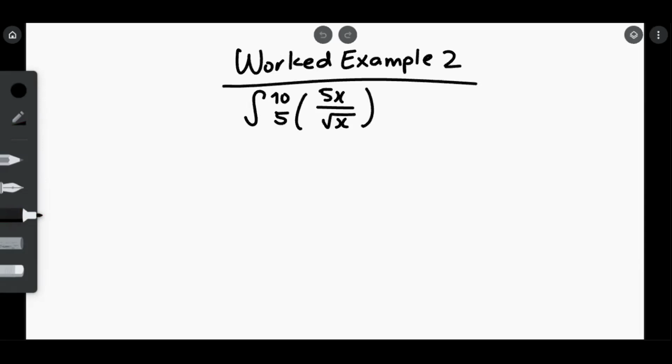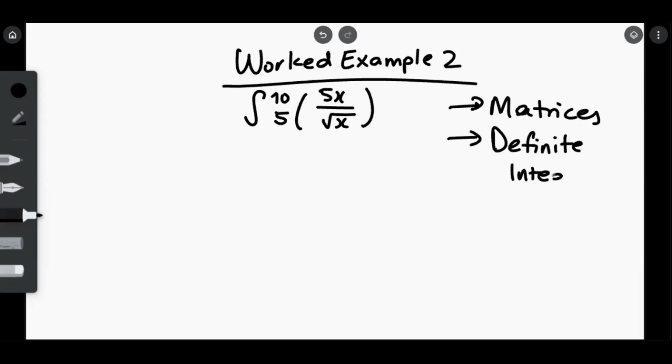So later you need to use a little bit of your matrices, and second, you will need to know this thing called definite integral. What is definite integral? Definite integral means it's basically values for x, the values for x after the integral sign. That means these numbers over here, 10 and 5.